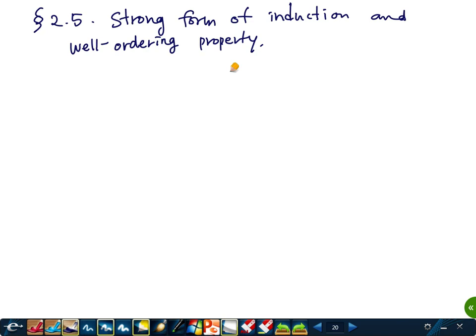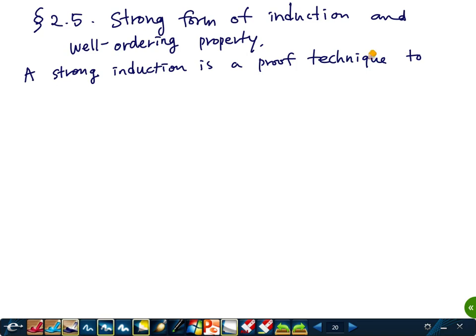Okay, so strong form of induction is kind of similar to induction. A strong form of induction, or just simply say strong induction, is a proof technique to prove something like this: for n at least n0, like the fixed integer n0, S(n), by showing the following.